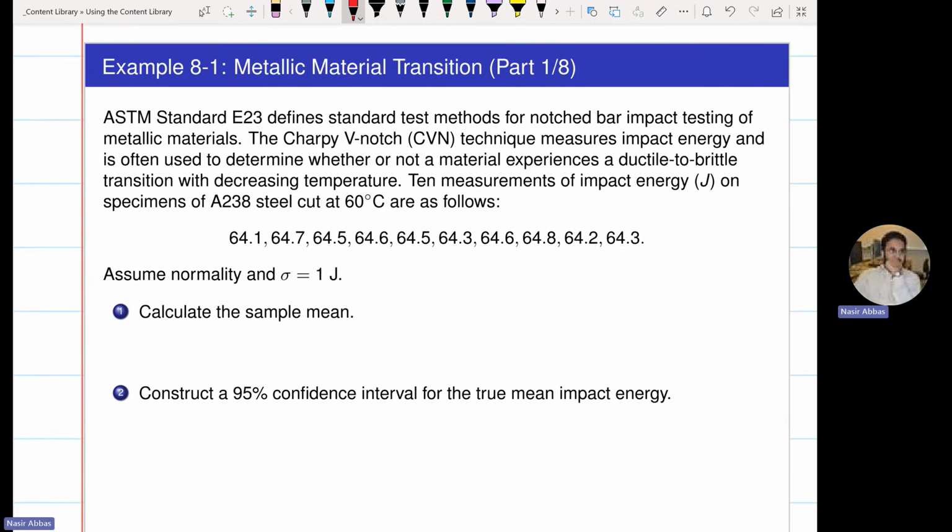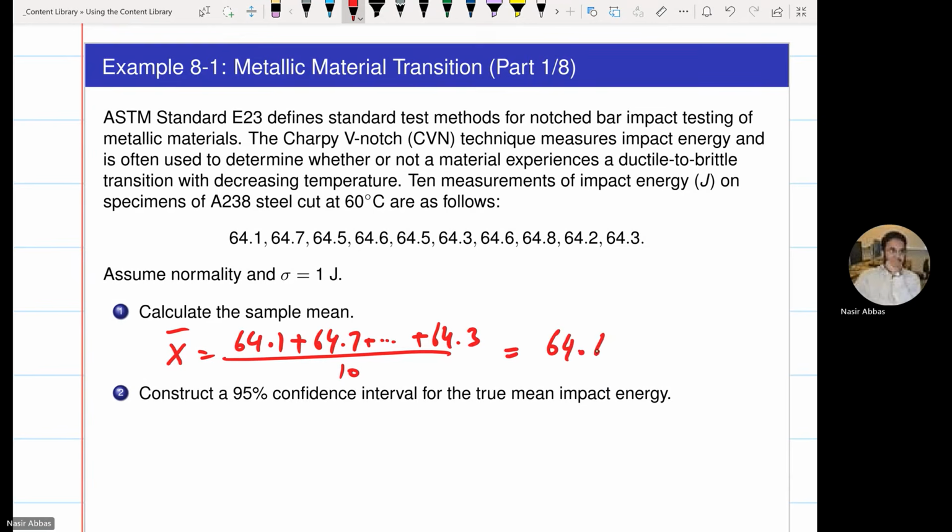The first thing we need to do is get the point estimate. To get the point estimate, we go back to chapter 6, correct? How do we get the point estimate? X bar. Chapter 6 tells us X bar is 64.1 plus 64.7 all the way up to 64.3 divided by 10, and this comes out to be 64.46. To get to the interval estimate, we need the point estimate first. So the first thing I did is I found the point estimate.